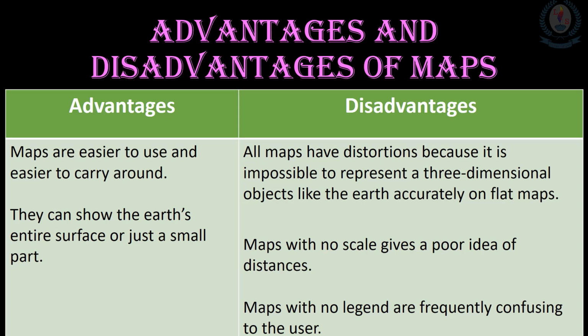Let's see what the disadvantages are. All maps have distortions because it is impossible to represent a three-dimensional object like the Earth accurately on a flat map. Maps with no scale give a poor idea of distances. Maps with no legend are frequently confusing to the user.